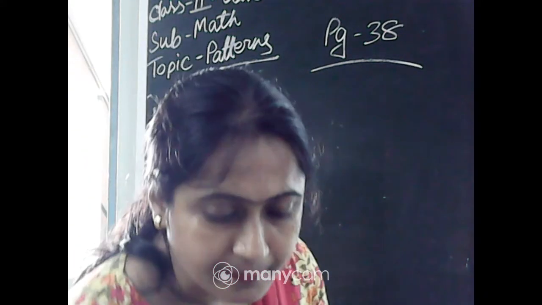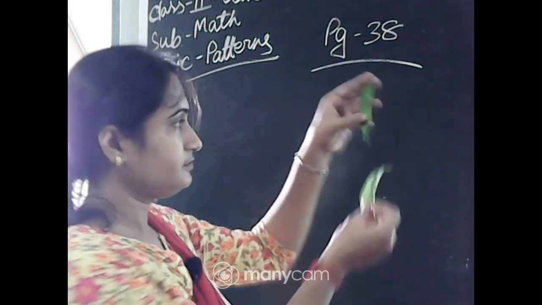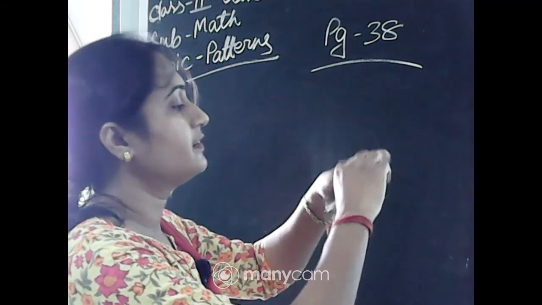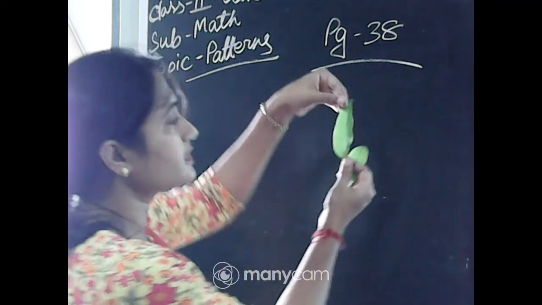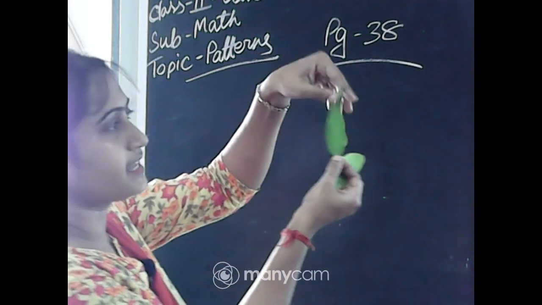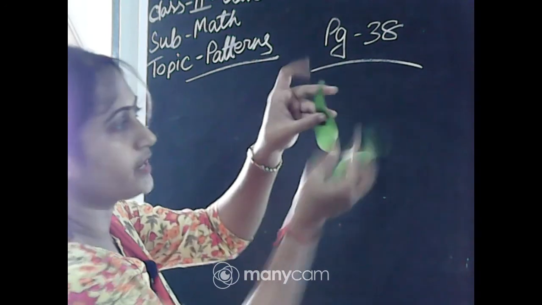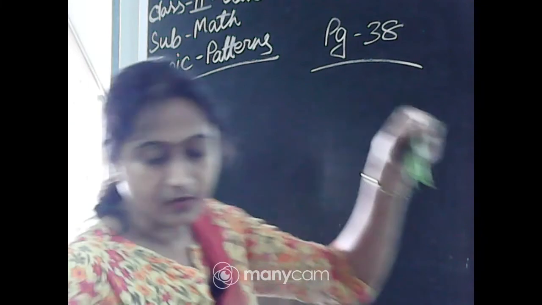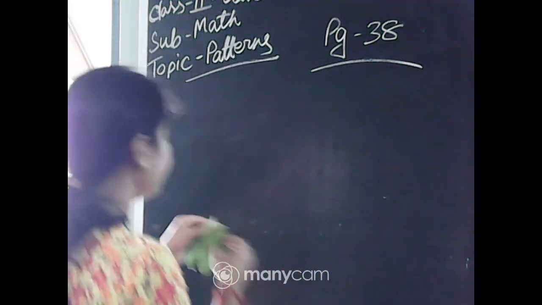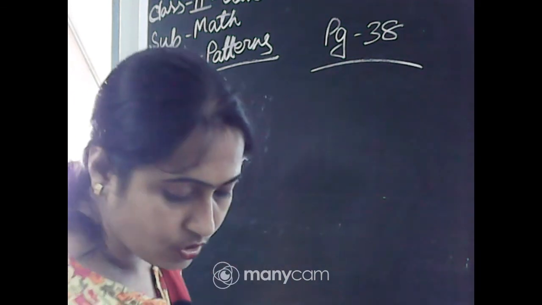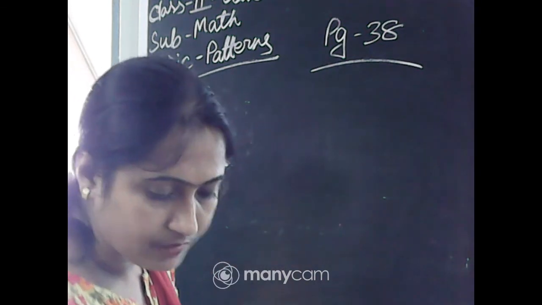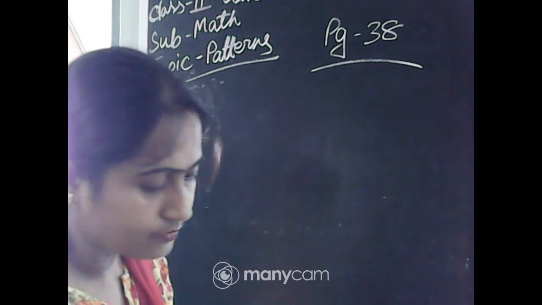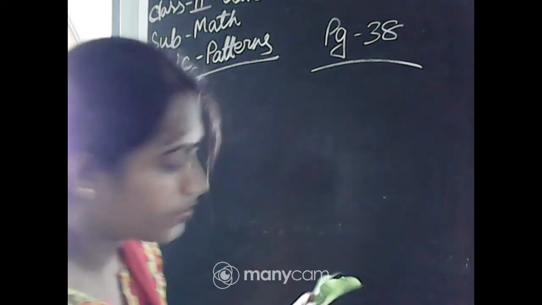These are the mango leaves. Look, suppose this is a leaf, this is the head, the top, and this is the bottom. Top and bottom. So one mango leaf and one guava leaf. You can make a pattern in this way also: one mango, one guava, one mango and one guava. In this way you can make a pattern.